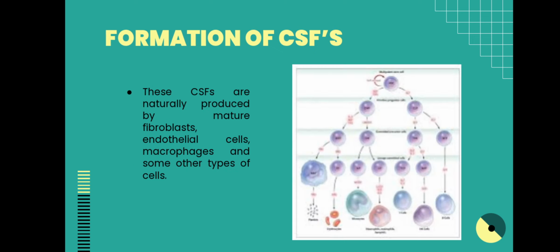Formation of CSF. These CSFs are naturally produced by mature fibroblasts, endothelial cells, macrophages, and some other types of cells, as described in the diagram.